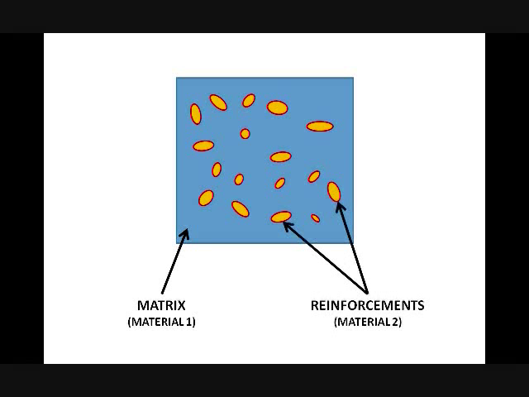The matrix supports and surrounds the reinforcement. How? By maintaining their relative positions. But why is that so important? The reason is that the reinforcements impart their special properties to enhance the properties of the matrix, and as a result, the combination will be stronger than the individual materials. Something similar to the concept of unity in human beings.